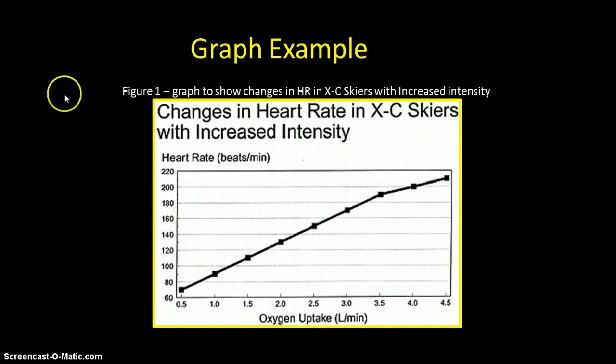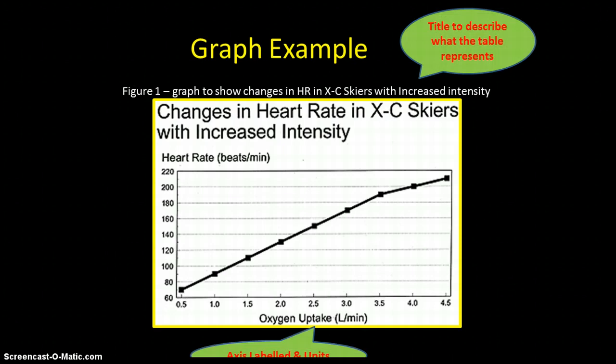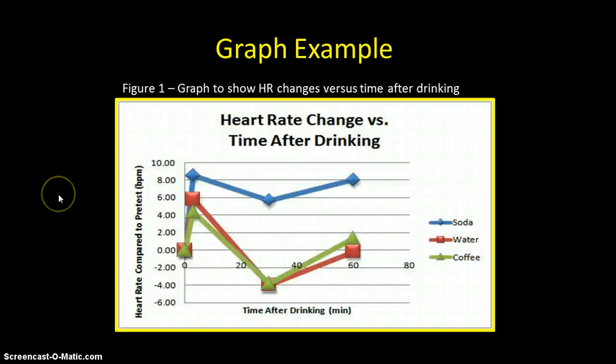Here's an example of a graph then. So I've added the reference: figure 1, graph to show changes in heart rate in cross-country skiers with increased intensity. If I was writing in my text, I might say the following results seen in figure 1 show that blah blah blah, and I'd carry on discussing what I'd found. We've got 2 axes, both of which have been labelled and have the units associated with that axis. And it's all neatly and clearly presented with an appropriate scale on both axes to show the results. So again, title, labelled axes, and the citation here, so figure 1 to use in your text.